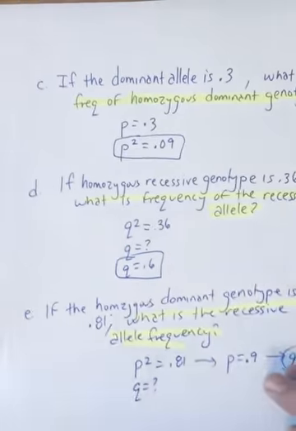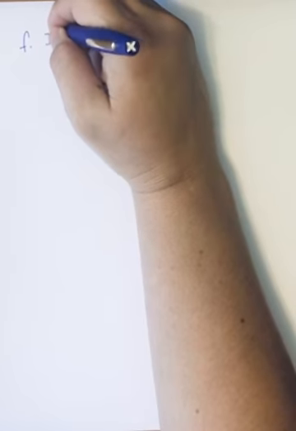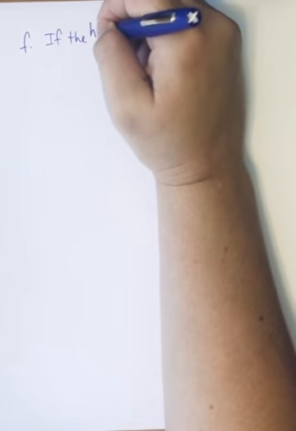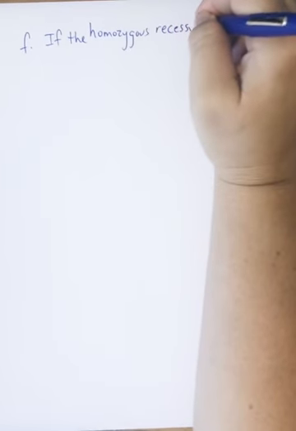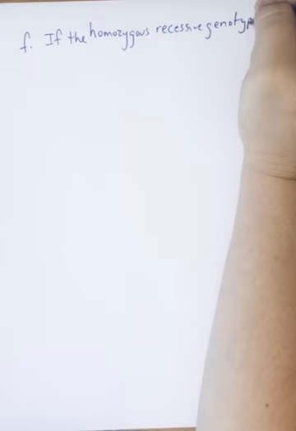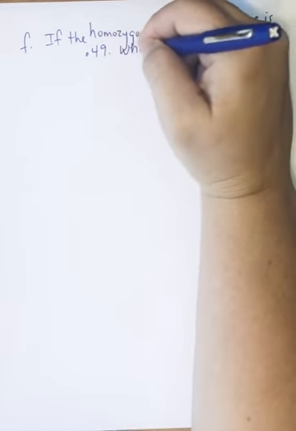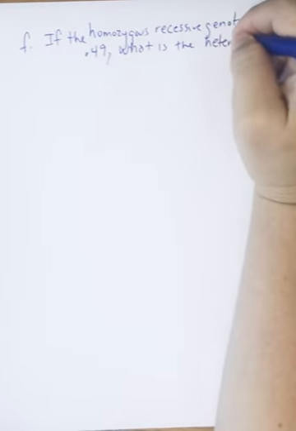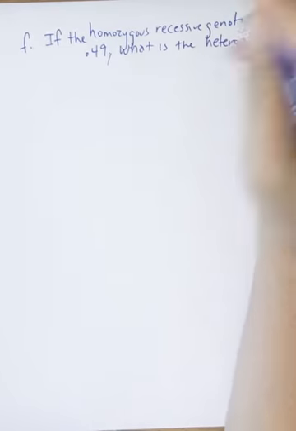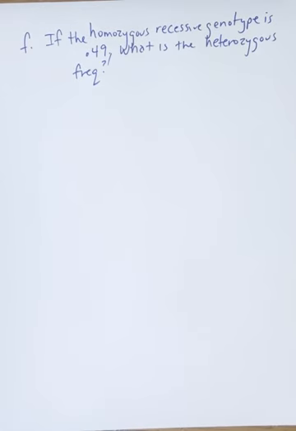Don't make it hard. Always figure out your P's and Q's. So here's another example. You should write these out and see how I'm doing these. If the homozygous recessive genotype is 0.49, what is the heterozygous frequency? Oh, now we're starting to throw in 2.